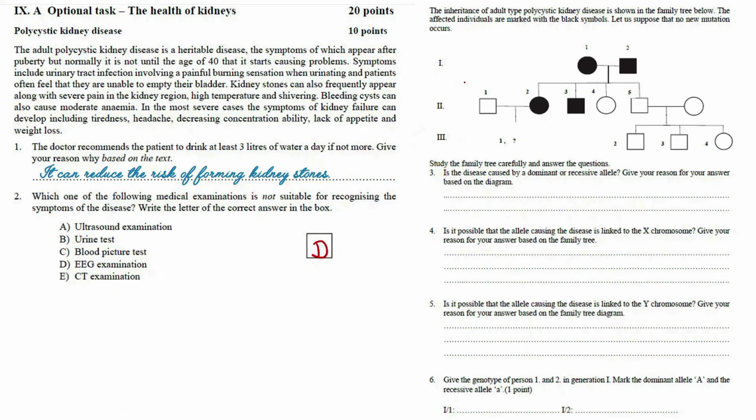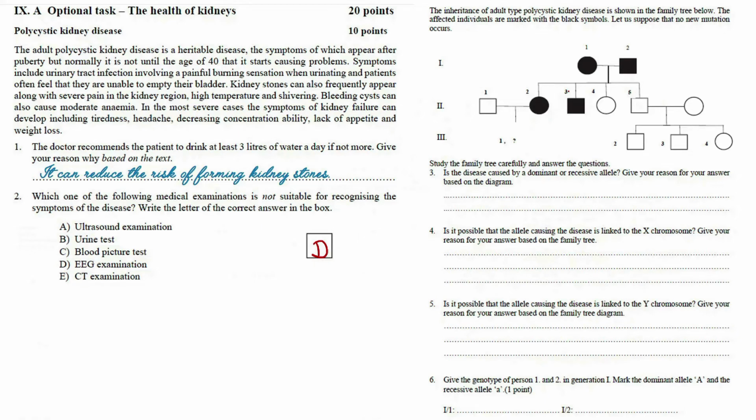The inheritance of adult type polycystic kidney disease is shown in the family tree below. The affected individuals are marked with the black symbols. Let us suppose that no new mutation occurs. Okay, so here we have the family tree. Study the family tree carefully and answer the questions. Is the disease caused by the dominant or recessive allele? Give your reason for your answer based on the diagram.